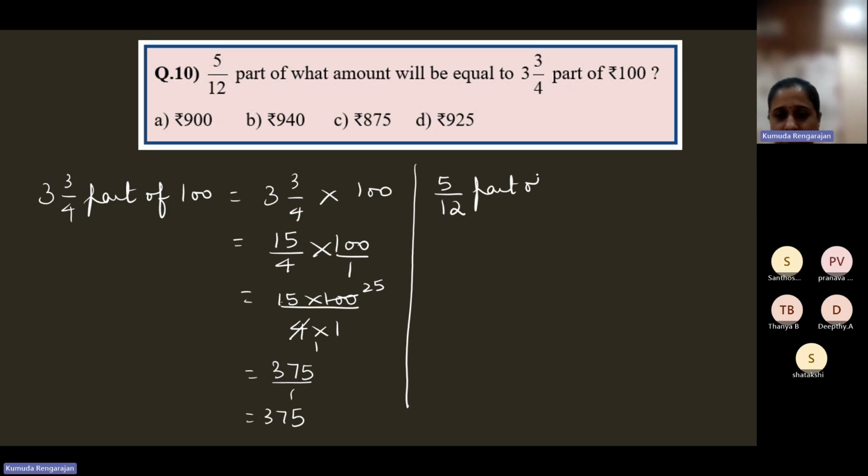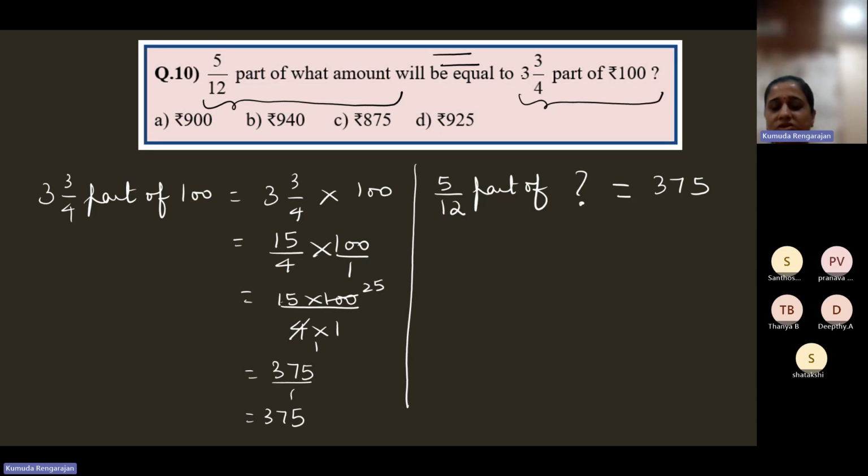See, 5 by 12 part of what amount will be equal to, we found this one, no? What is 3 by 4 part of 100? We found the answer is 375. We just found that. Now read the question like this. 5 by 12 part of what amount is equal to 375? Because the value of this one is 375. So replace this one with 375.